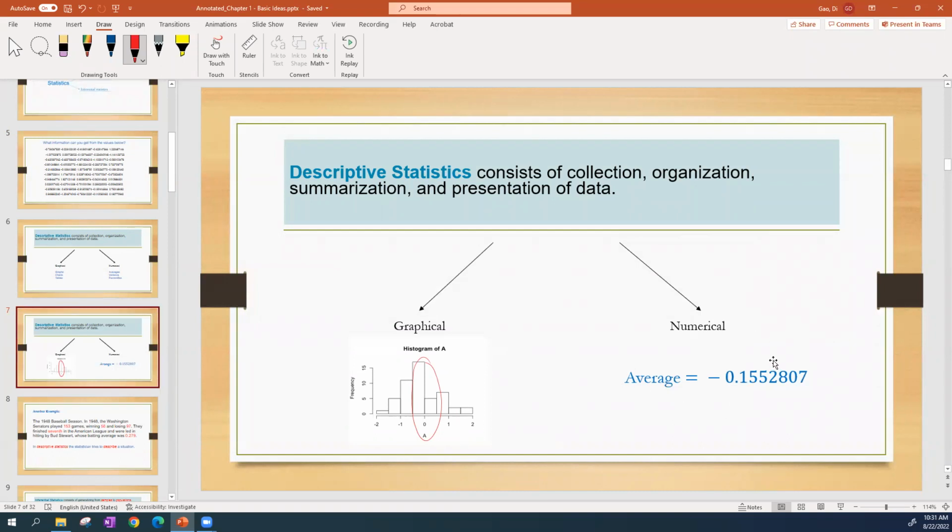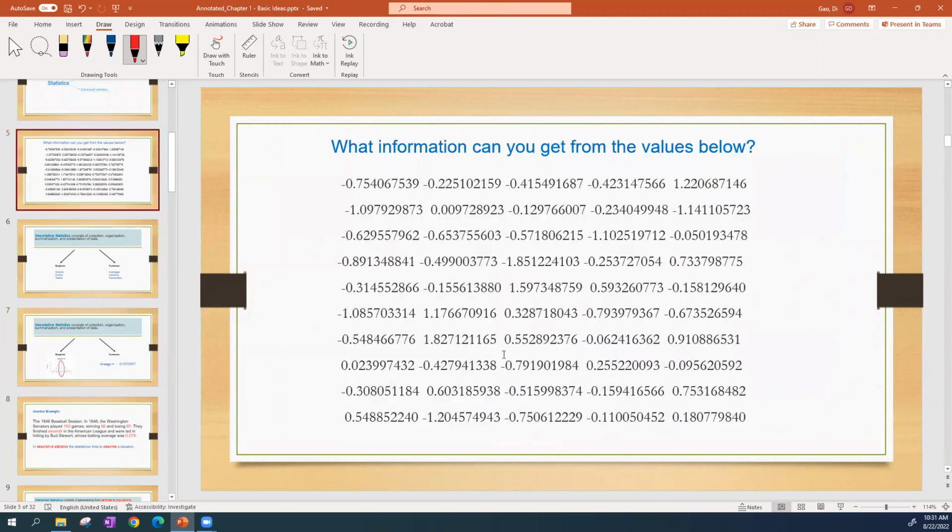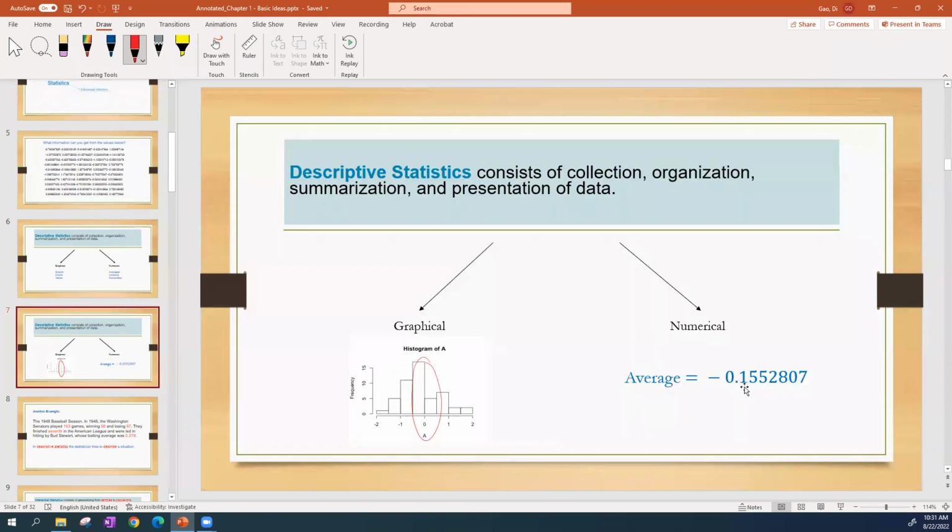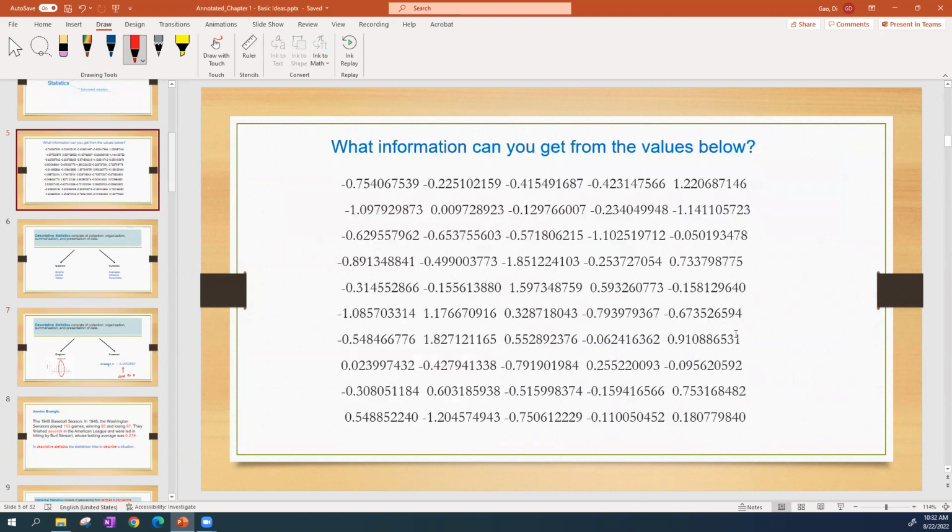And let's look at the numerical method. Average. We can actually calculate the average of all the numbers here. After the calculation, we got the average equals negative 0.15. So this is also a number close to 0. So either way, we'll get some information out of this data set.